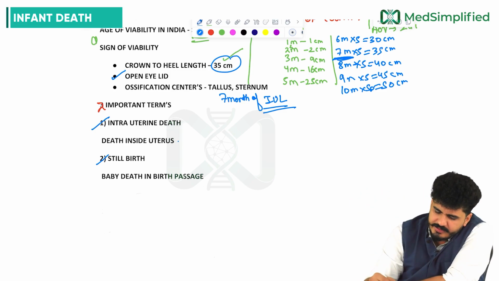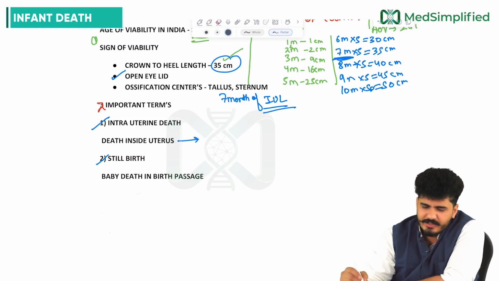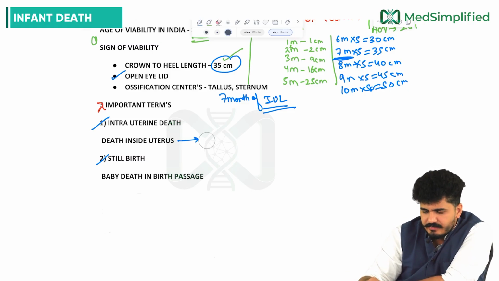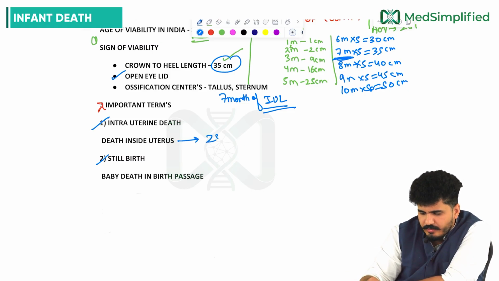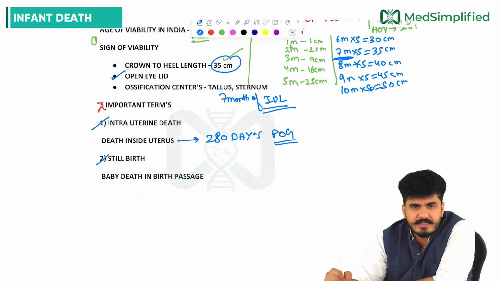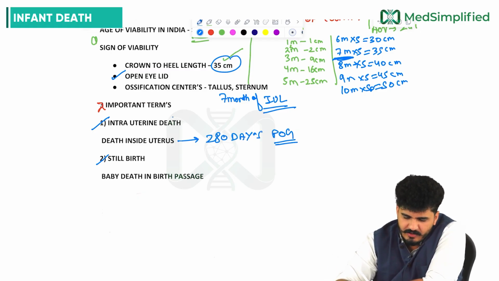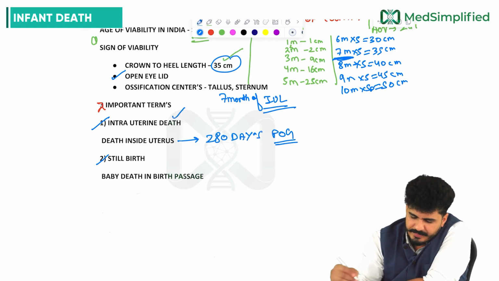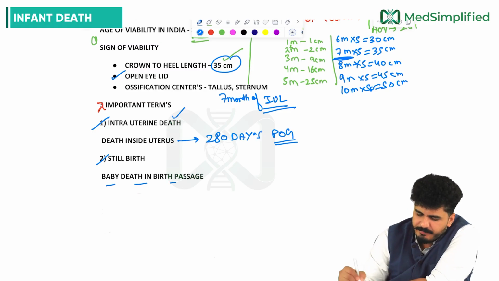First, we have intrauterine death, inside the uterus. Any death during the pregnancy. The period of pregnancy is 280 days. 280 days is a period of gestation. If death is happening inside the uterus, my dear friends, we call that intrauterine death. Stillbirth is baby death in the birth passage.